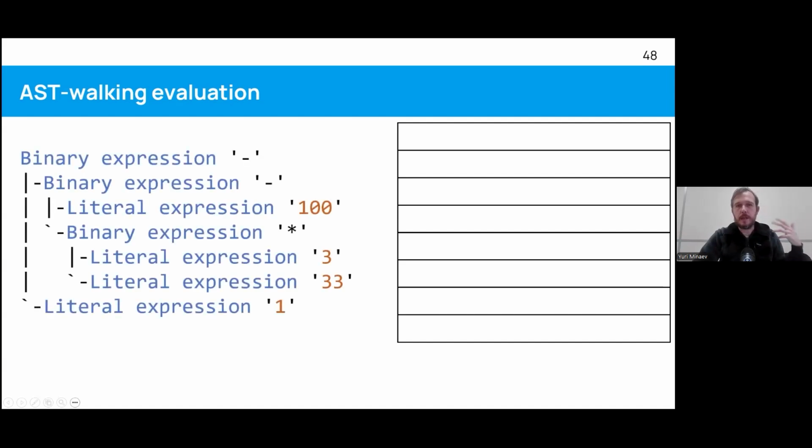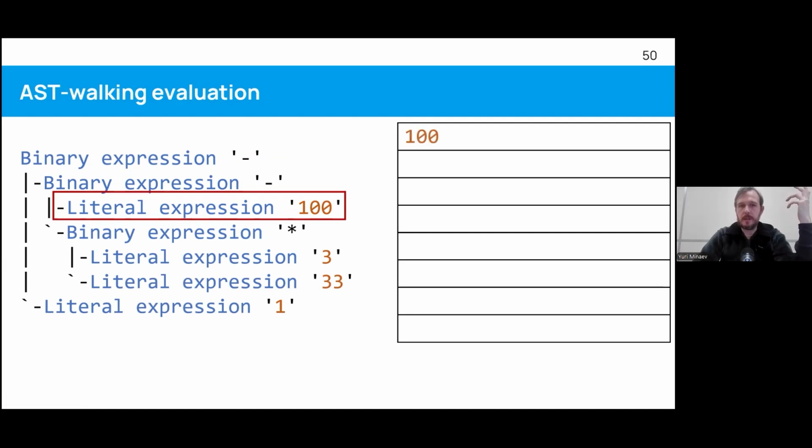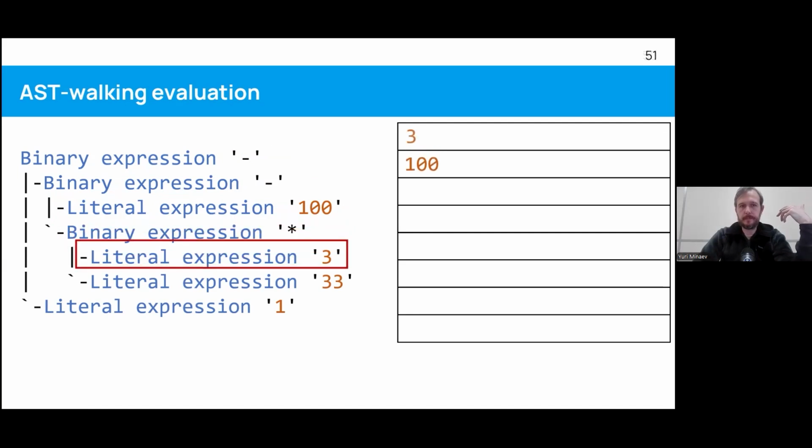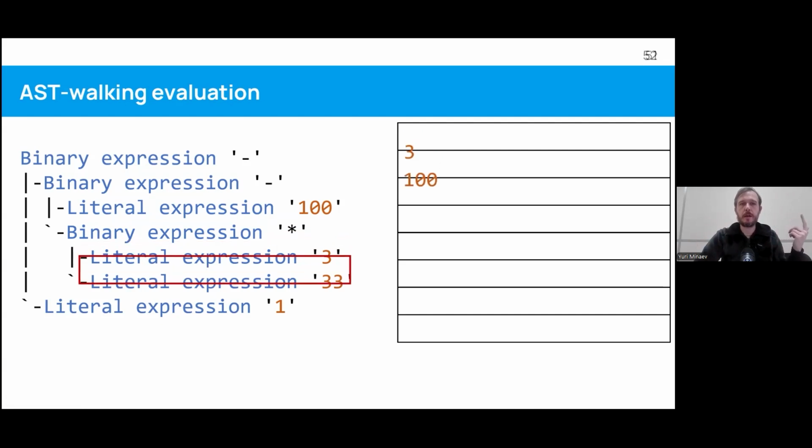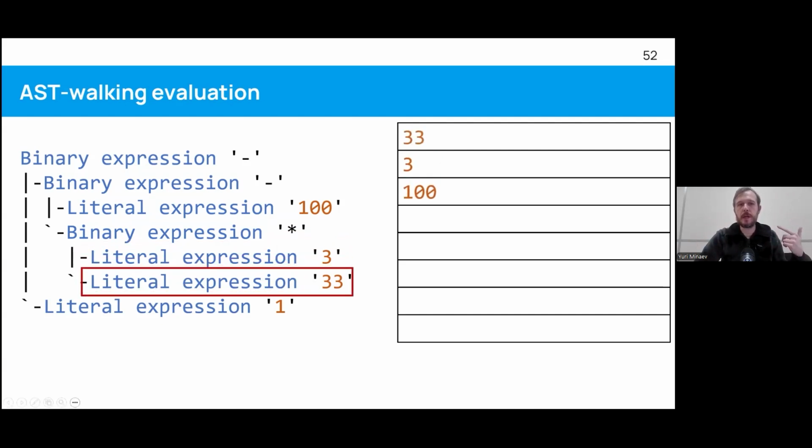Again, we will use the same expression we used before. So let's go. Well, first we descend all the way down to the first left operand of the expression. So it's 100, it goes on the stack. Next, the right operand is the multiplication. So 3 goes on the stack, 33 goes on the stack.